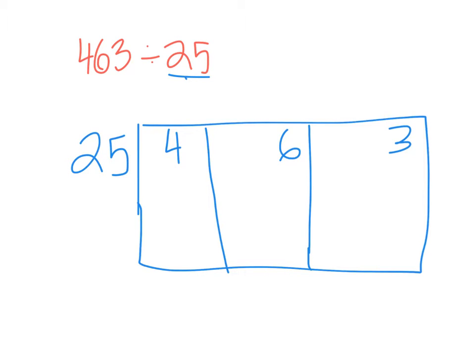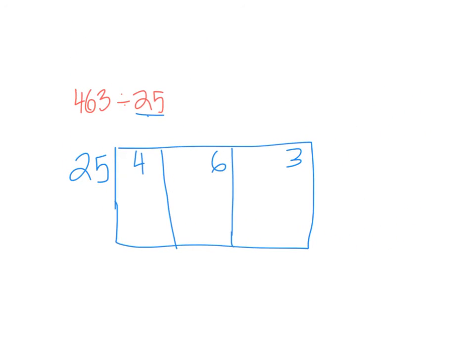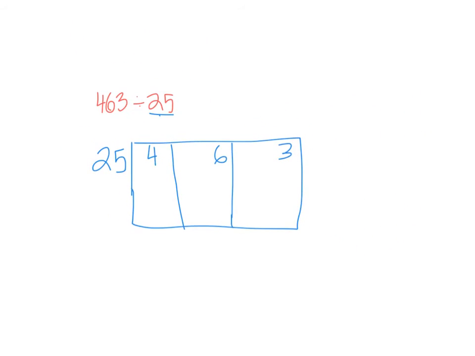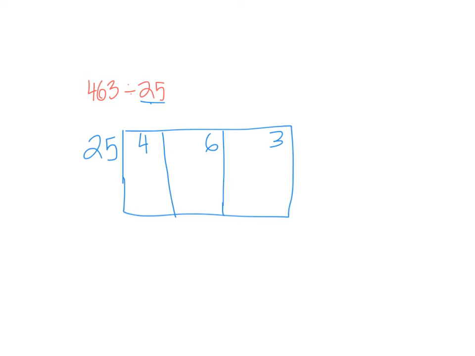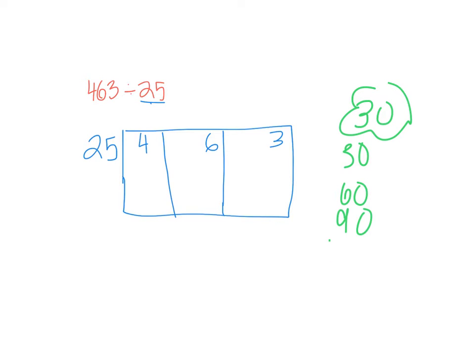So many of you know from my class that I like to make a multiple tower on the side, just so the division is easier for me. So I'm going to go ahead and do that over here in green. Some of you may just round and do 30, 60, 90, 120, 150. And some of you might actually write out your multiple tower like this.